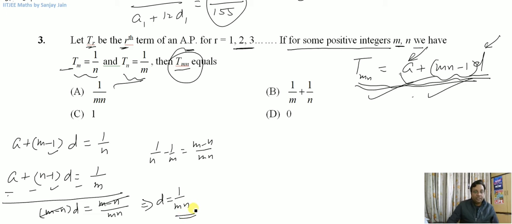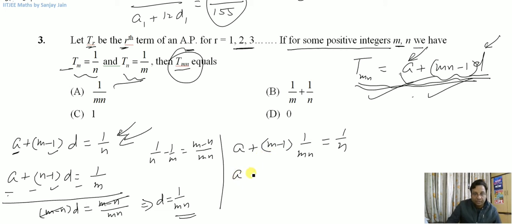And if I put d equal to 1 by mn in any of these equations, I can find the value of a. So let's find it by putting it here. A plus m minus 1 into 1 by mn is equal to 1 by n, right? So let's open the bracket. A plus 1 by n, if I multiply this with this, m will get cancelled, right? 1 by n minus 1 by mn is equal to 1 by n. So this again will get cancelled. A is equal to 1 by mn.